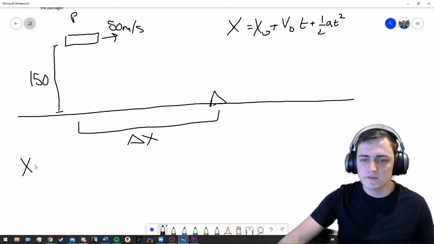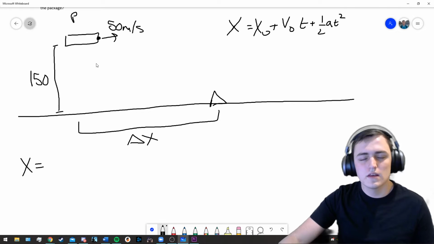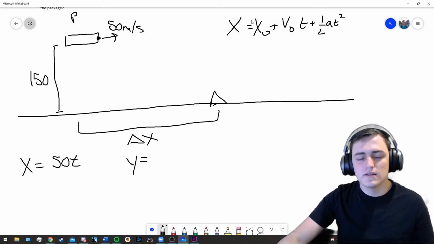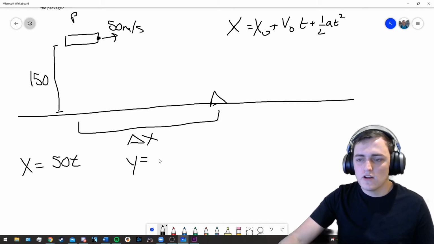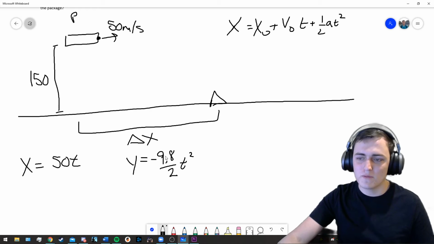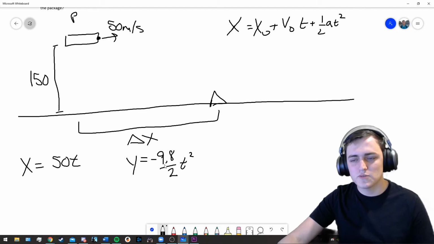And so in the x-axis, we're going to pick our origin as the plane, so we're not going to have any initial positions. Our initial x velocity is 50 times time, and there's no acceleration in the x direction. In our y-axis, once again, initial positions are all 0, no initial velocity in the y direction, and then we have a negative 9.8 over 2 times t squared. And our acceleration is just gravity, because we are in free fall when we drop that supply crate.